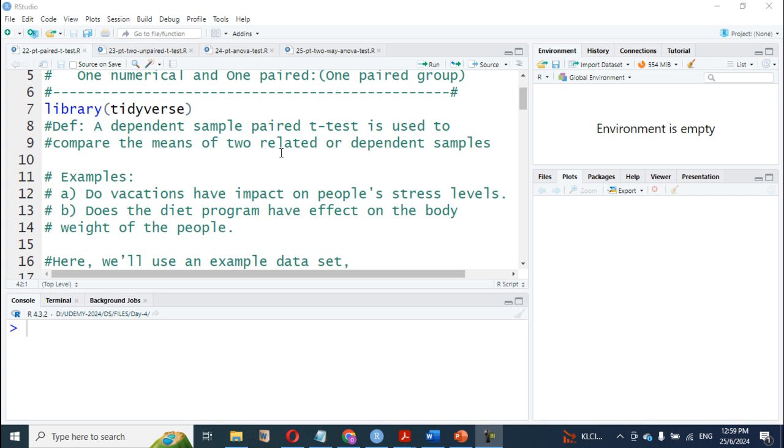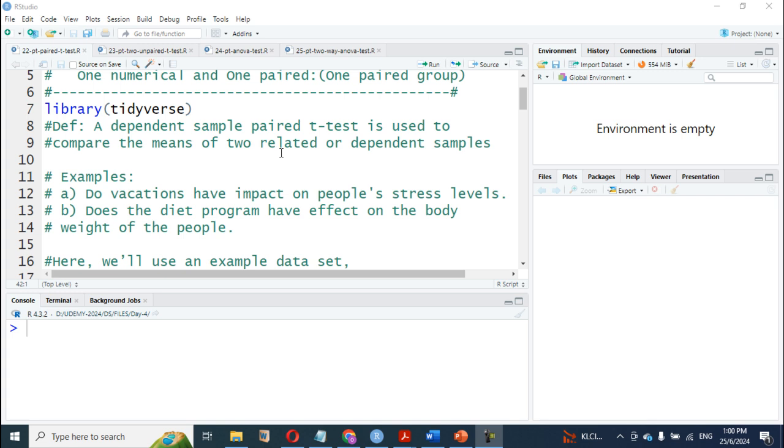Or for example, you can say, does a diet program have an effect on the body weight of people? Maybe they want to show if diet has an effect on people's weight. We have the same set of people, and we measure their weight before the diet. We begin to administer the diet on them, and after a period of time, we check the weight again. If the diet has an effect on their weight, the same set of people, don't forget, we have two sets of samples for them: before the diet, then after the diet.